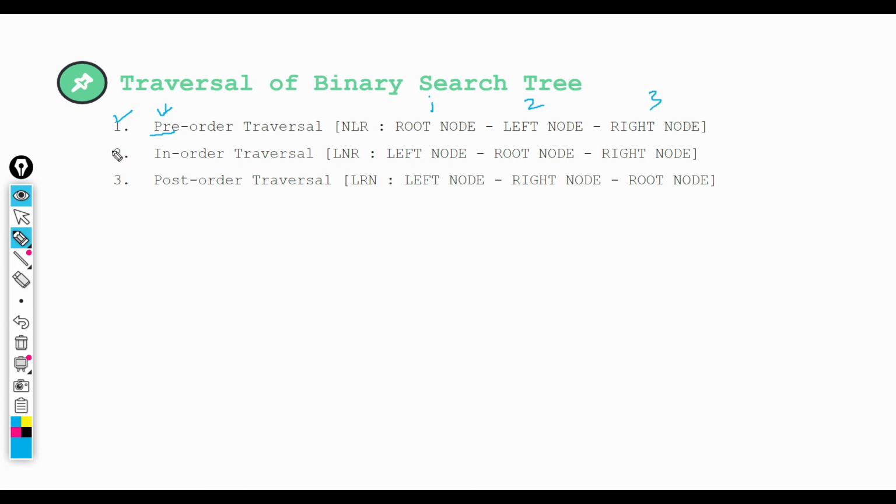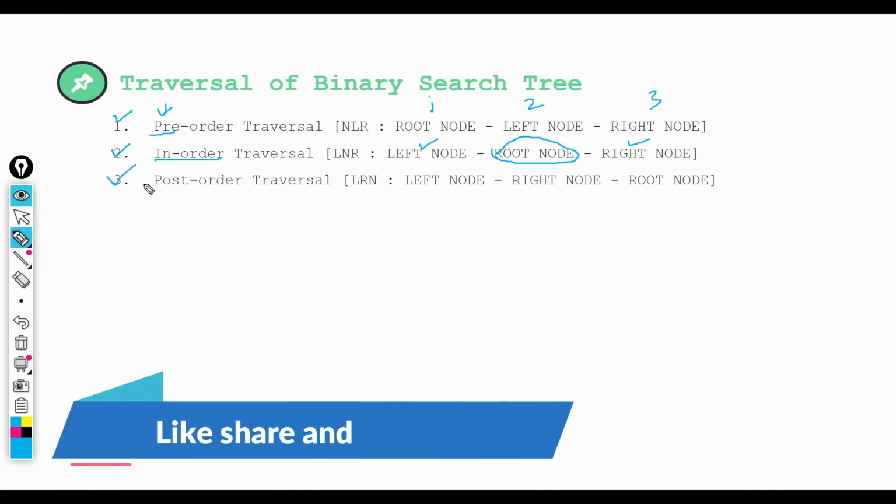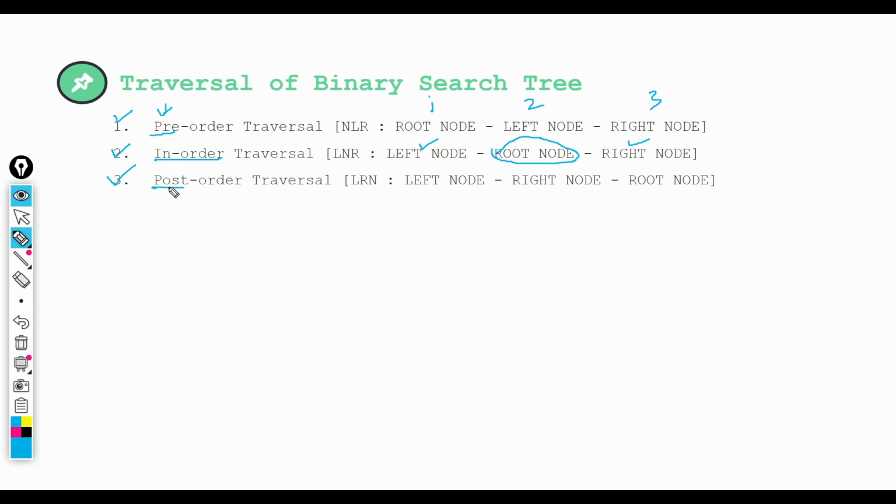So in case of in-order traversal, as it is clear by its name that it is in order, it means the root node will be traversed in the center of left and right. So in this traversal, we have to traverse the left node first, and then the root node second, and the right node at the last. So in post-order traversal, as it is clear by its name, the root node will be traversed at the last. So how are we going to traverse here? We will be traversing the left node first, and then the right node second, and then the root node at the last. So these are the types of traversal in the binary search tree.